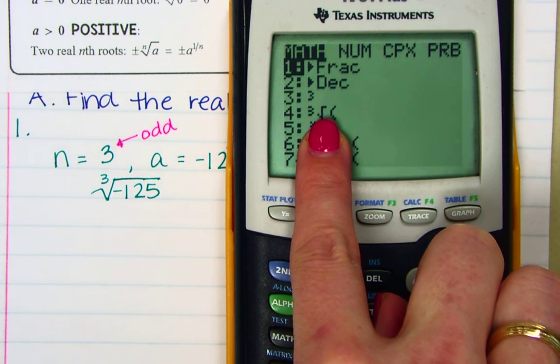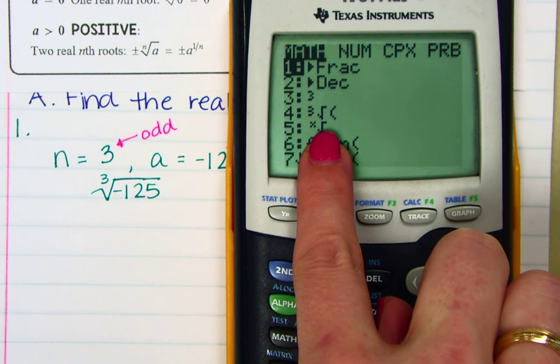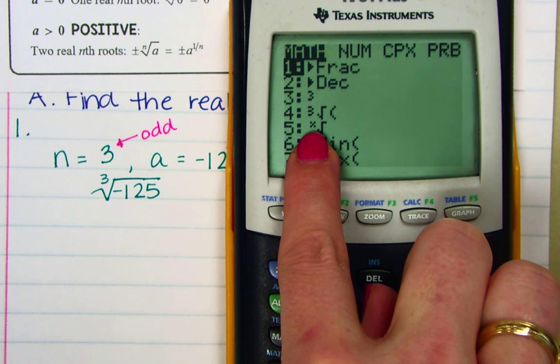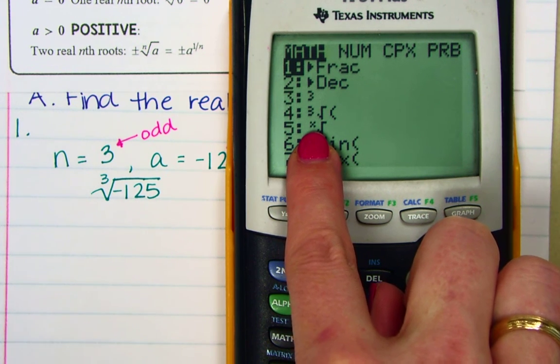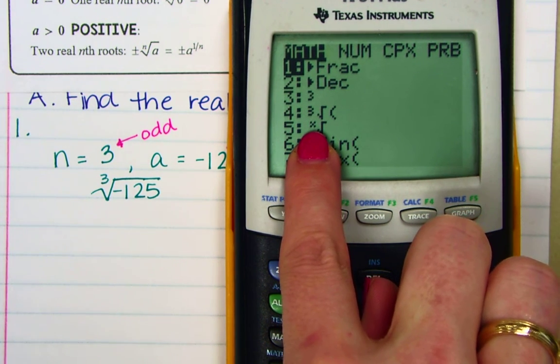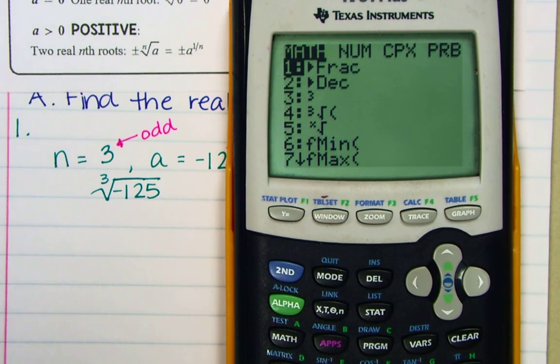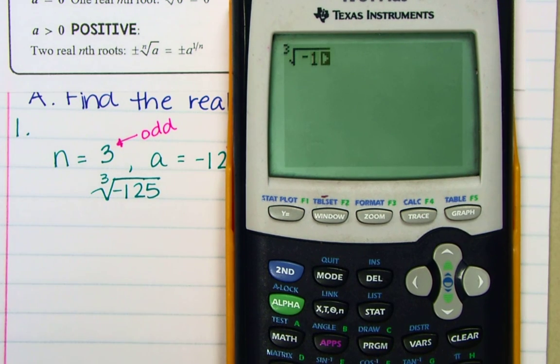4 gives you the cube root. We could use that one. Or 5, you can put whatever number you want for n. Okay, it uses an x in the calculator, but you can put whatever number you want in there. So we could use either of them. I'm going to use 4 because it already has the 3 outside. And then put negative 125.